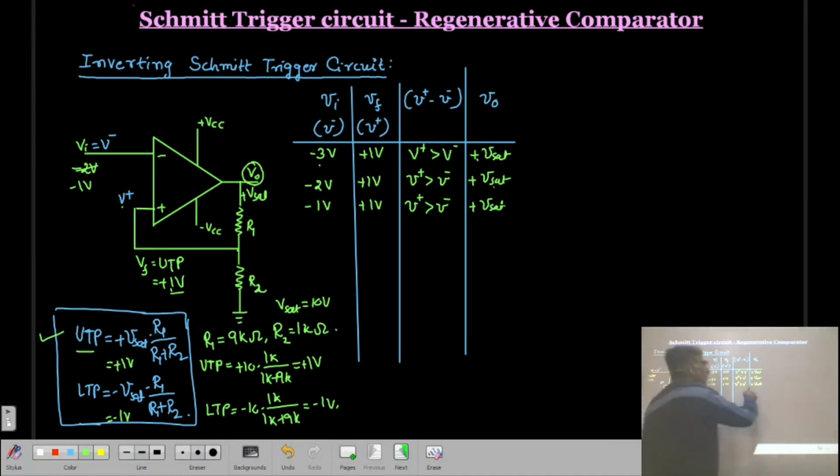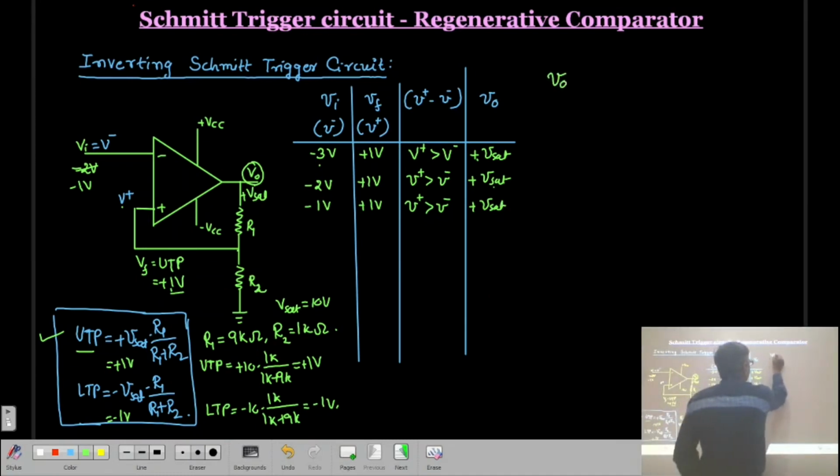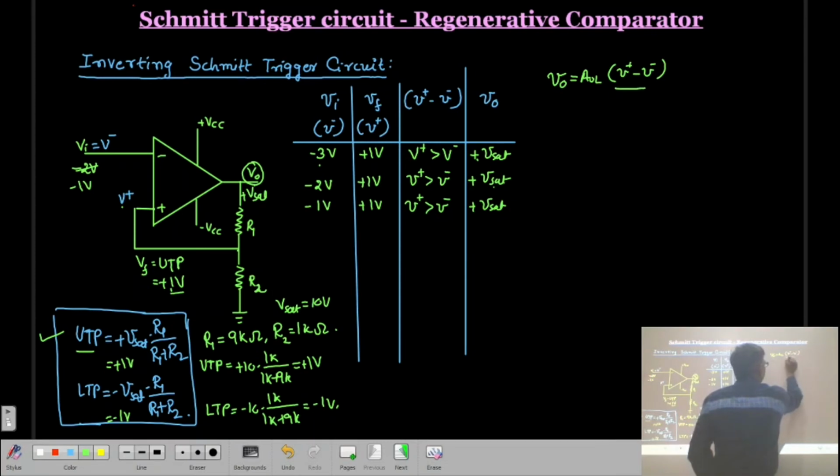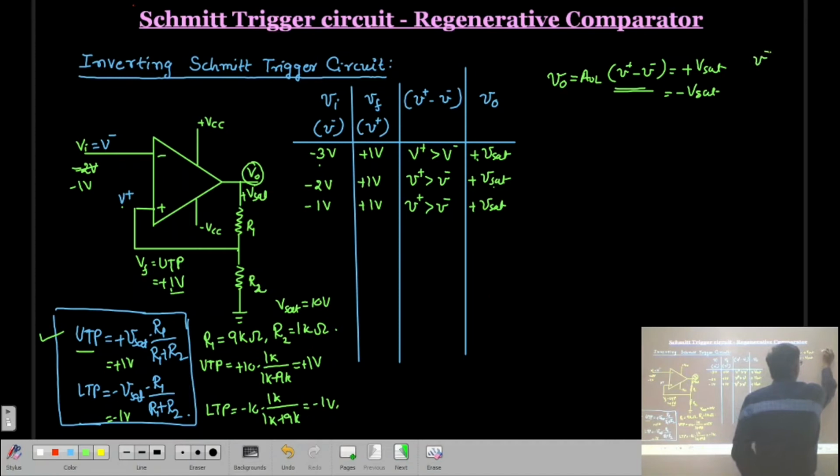Remember, whatever the output voltage is, we write it in this way, that is A_OL into (V plus minus V minus). So whenever this difference is positive, the output voltage will be plus V saturation. Whenever the difference is negative, in that case it is minus V saturation. Here, V plus is greater than V minus, and this is V minus greater than V plus. And accordingly, I am writing the output voltage as positive or negative.